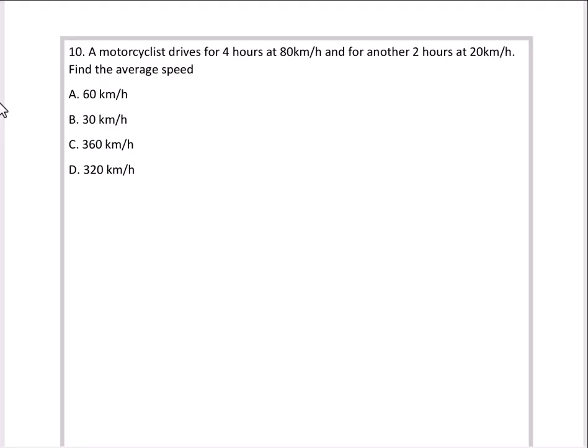For question number 10, a motorcyclist drives for 4 hours at 80 km per hour, and then 2 hours at 20 km per hour. So 2 hours for the second one. Find the average speed. So average speed is equal to distance over time.